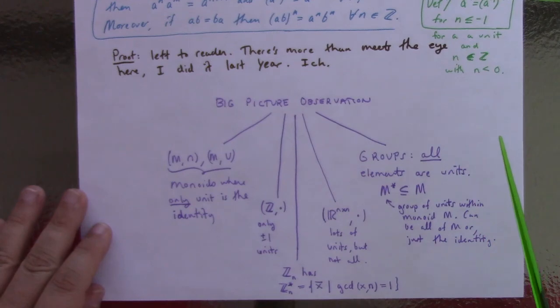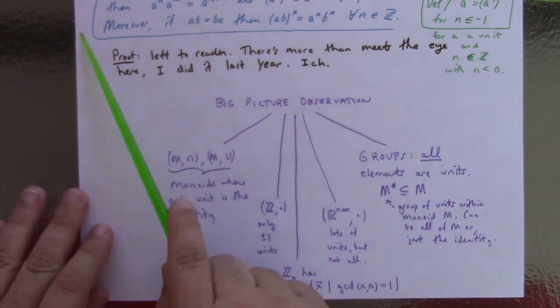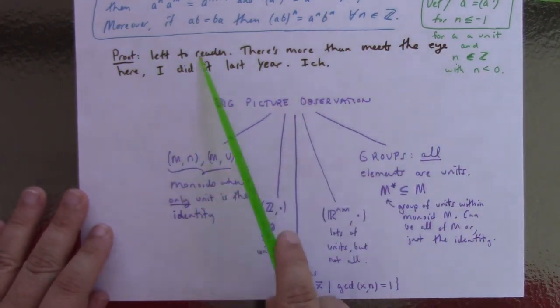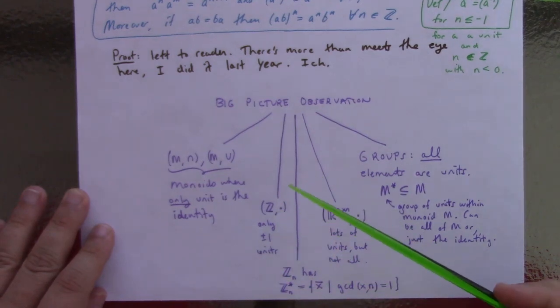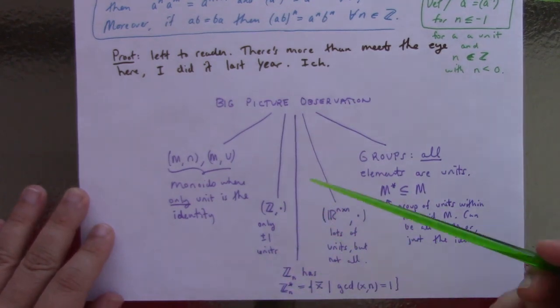All right, finally, getting to more. The point is we have these laws of exponents to use going forward. So here's the big picture observation. We've looked at different monoids in this lecture. In particular, the set of subsets under intersection or union, where the only unit was the identity, either the whole set or the empty set. We also looked at the integers under multiplication, where the units were plus or minus 1. Again, a very, very small piece of the pie.